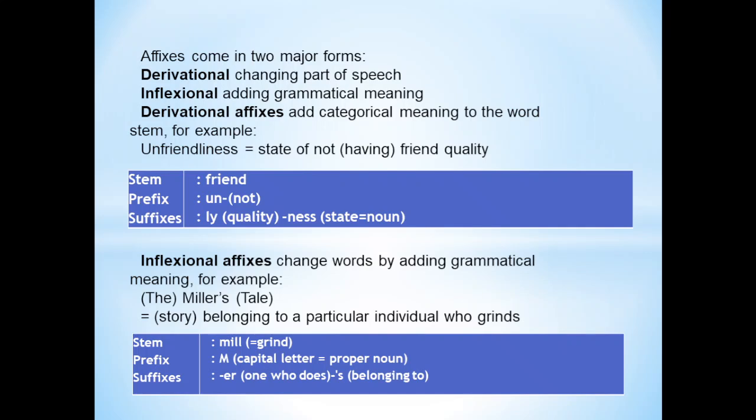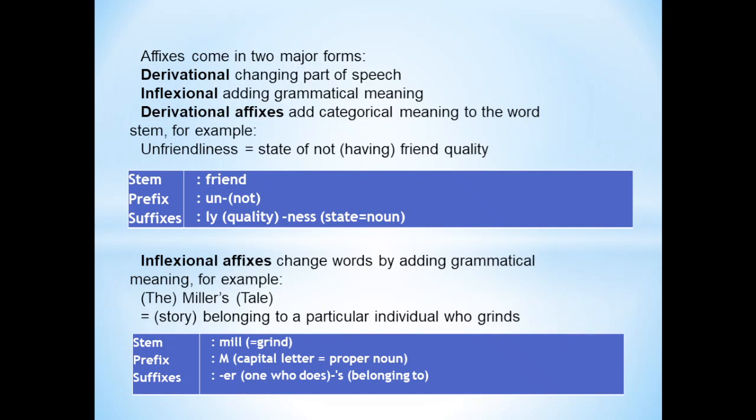Derivational affixes add categorical meaning to the word stem. For example, unfriendliness, the state of not having a friend quality. So the root word is friend, the prefix is un, and the suffixes are ly and ness.